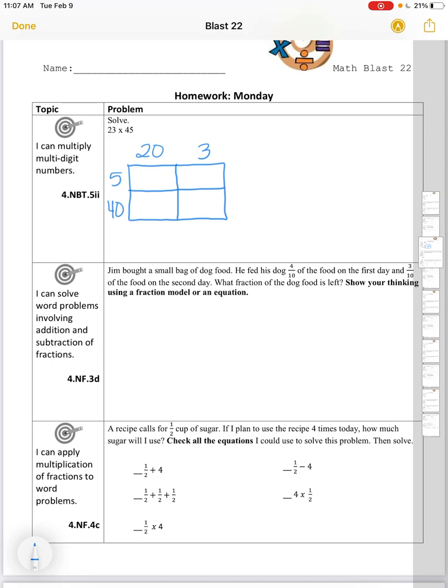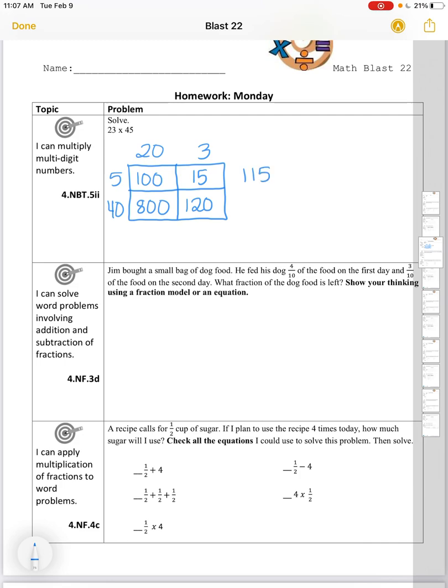Now I'm going to find the area of each rectangle, so to speak. 5 times 3 is 15. 5 times 20 is 100. 40 times 3 is 120. I can think of that as 4 tens times 3. That's 12 tens. 40 times 20 is 4 tens times 2 tens. That's 8 hundreds.